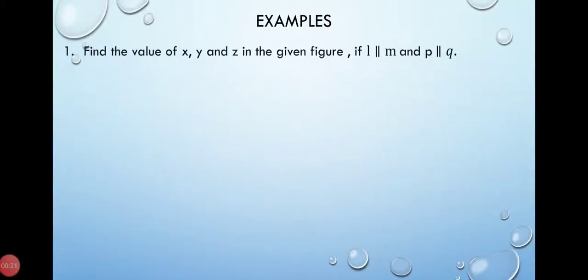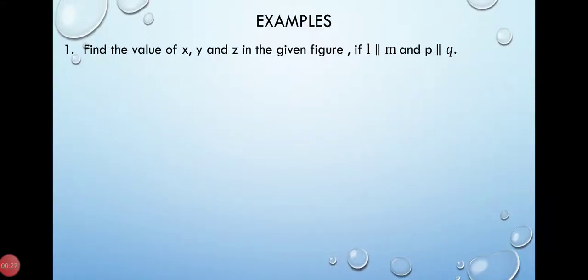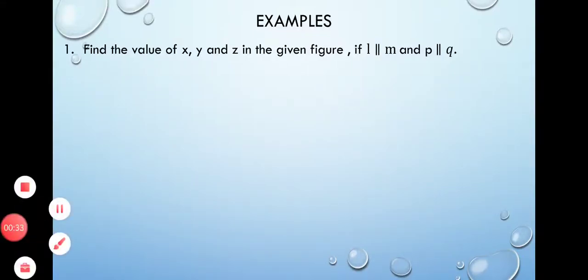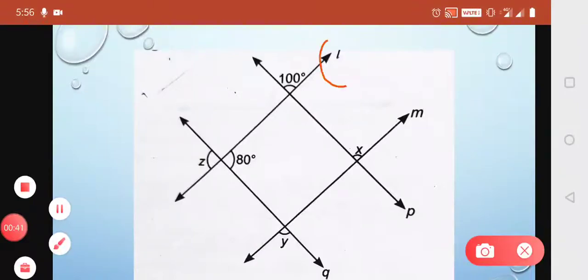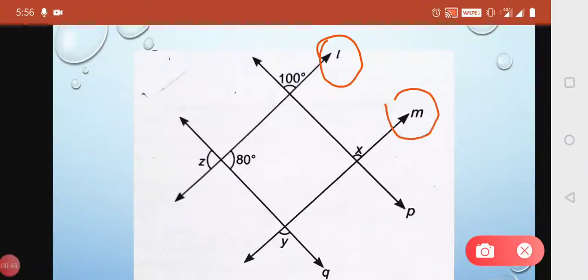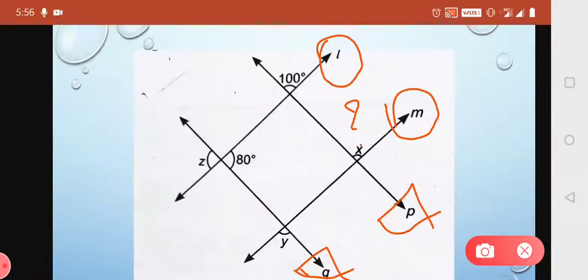Example number 1. Find the value of x, y and z in the given figure if L is parallel to M and P is parallel to Q. Let's see the figure. It is given that line L is parallel to line M. Also, it is given that line P is parallel to line Q. And we have to find angle X, angle Y and angle Z.